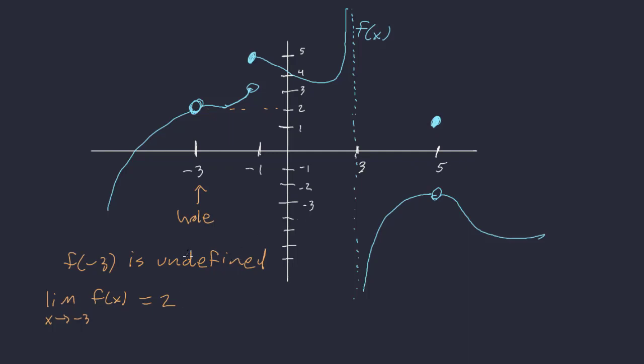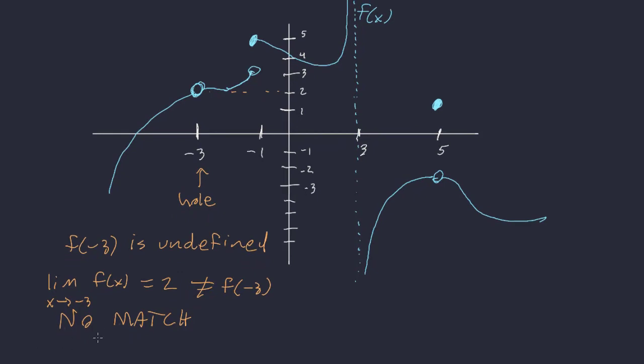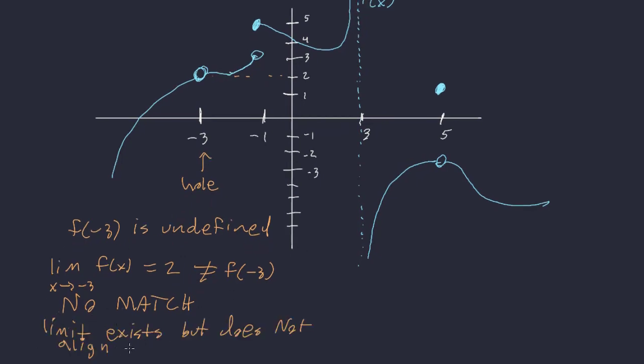And 2 does not match f of -3, which is undefined. So this is no match. This is basically what happens when you have a hole. A hole is when the limit exists, but it does not align with the function value. So the limit exists, but it's not aligned with f at x equals -3. So that's what's happening here.